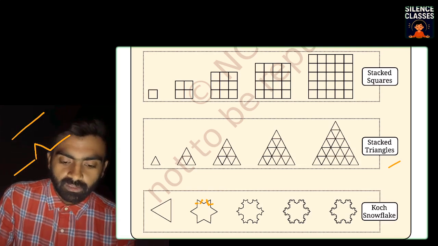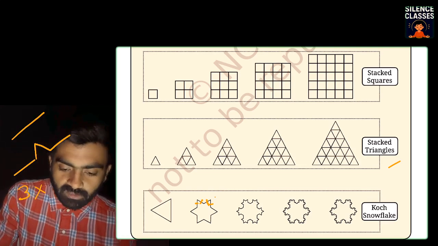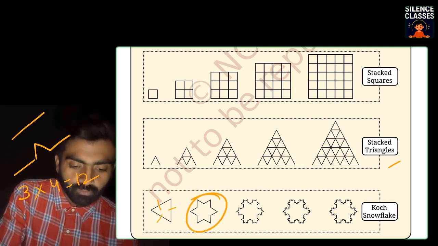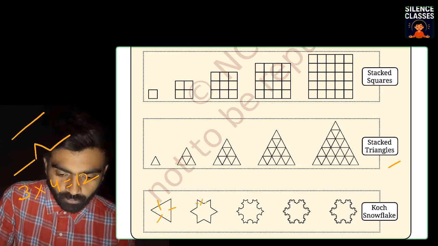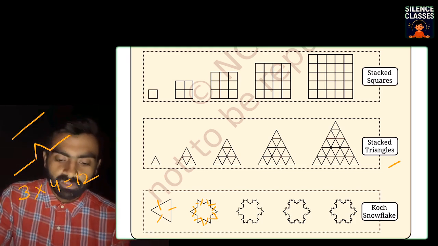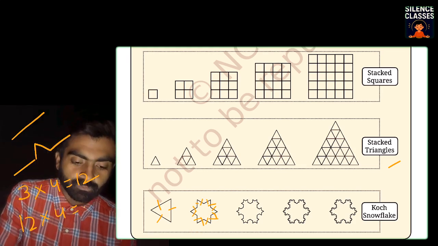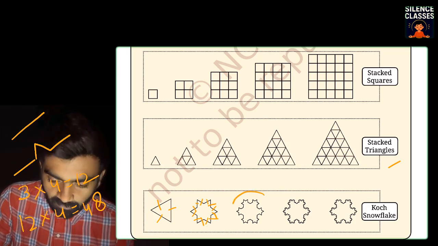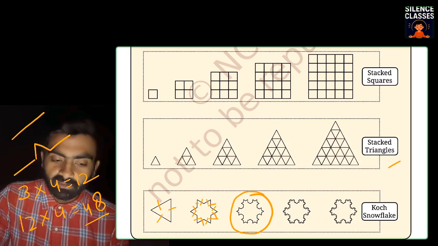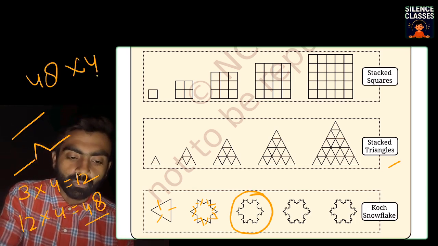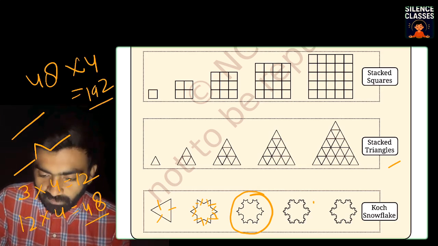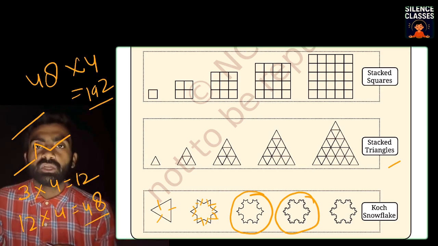So 3 multiplied by how many lines are there in this? 1 2 3, so 3 into 4, 12 lines are there. Now let's check it out: 1 2 3 4 5 6 7 8 9 10 11 12. Now 12 into 4 is 48. If you count this bigger figure, you will get 48 lines, and these 48 lines will further convert into 192 lines. So over here you will get around 192 lines.